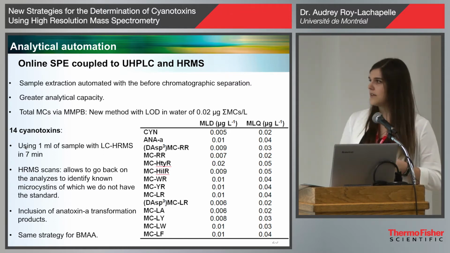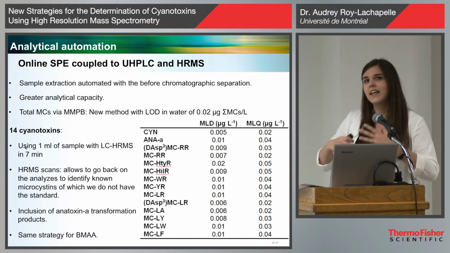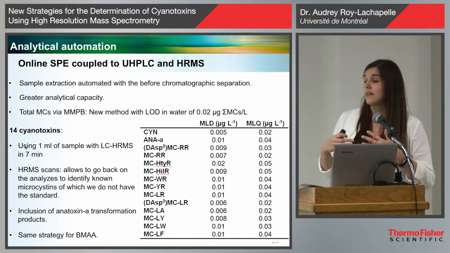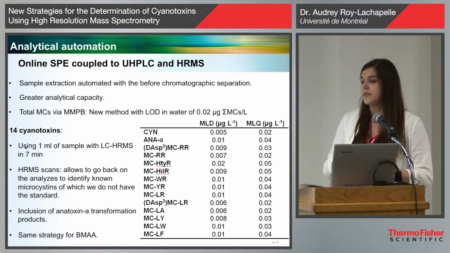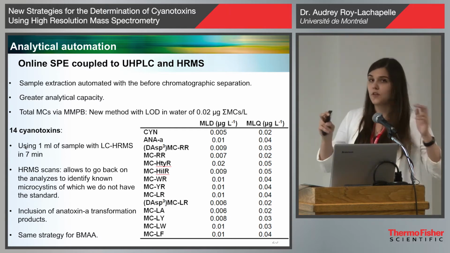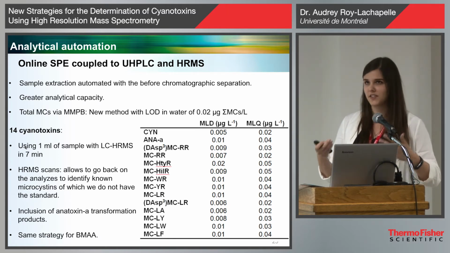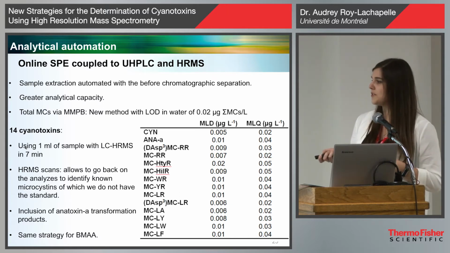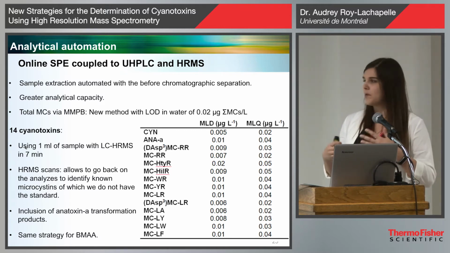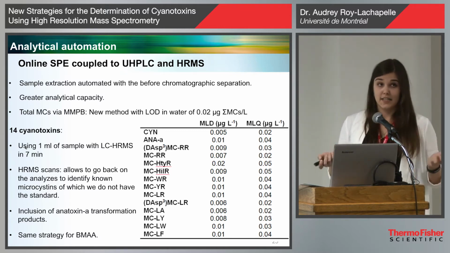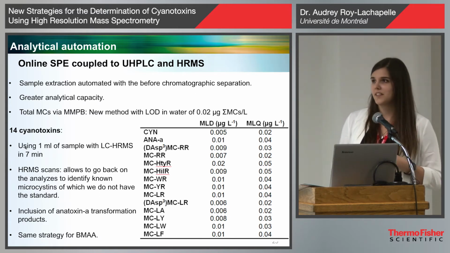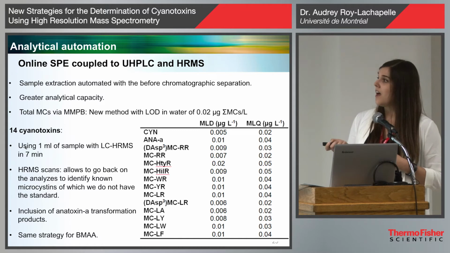The idea is we don't have all the standards in hand, but we can go back in the data and do a qualitative analysis. If we do the total microcystins and see there's more, we can go back and see if there are any other microcystins or other toxins in the samples. Also, we want to do the same strategy with BMAA and include more polar toxins using analytical chromatography and hopefully with an SPE that could work with it.